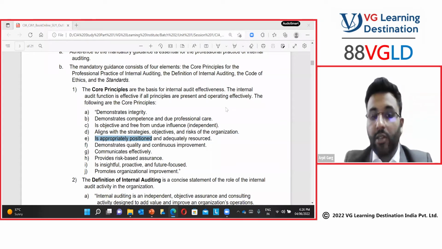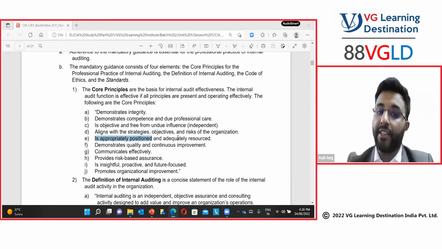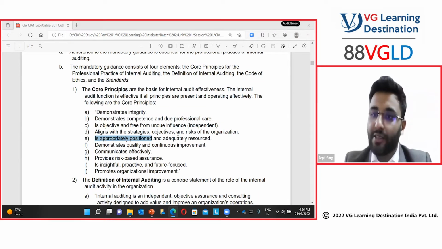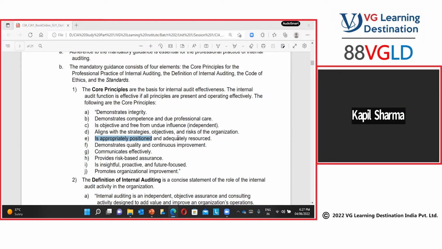Now the next leg of it says that the internal audit activity should be adequately resourced, folks. This is again very important to achieve effectiveness in the internal audit function. It should have adequate resources. What does adequate resource mean? Does it only mean the count, or does it also include the competency?